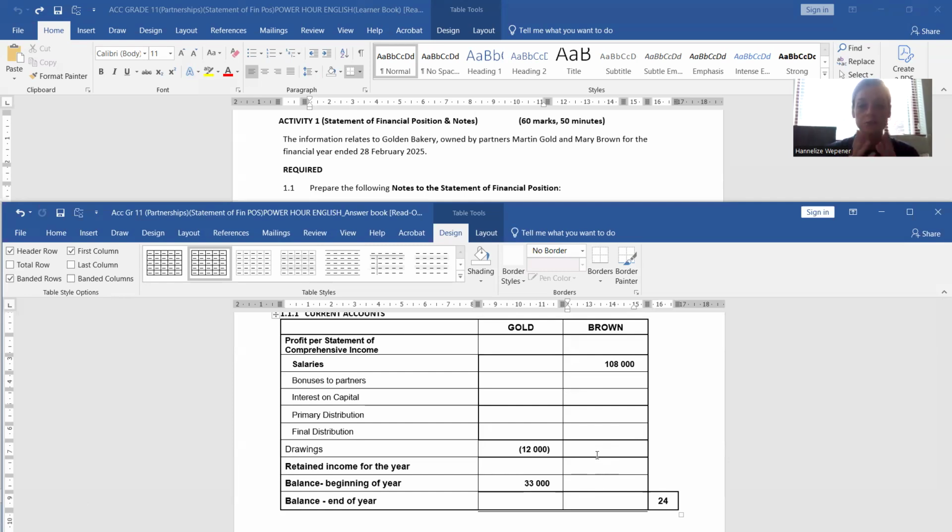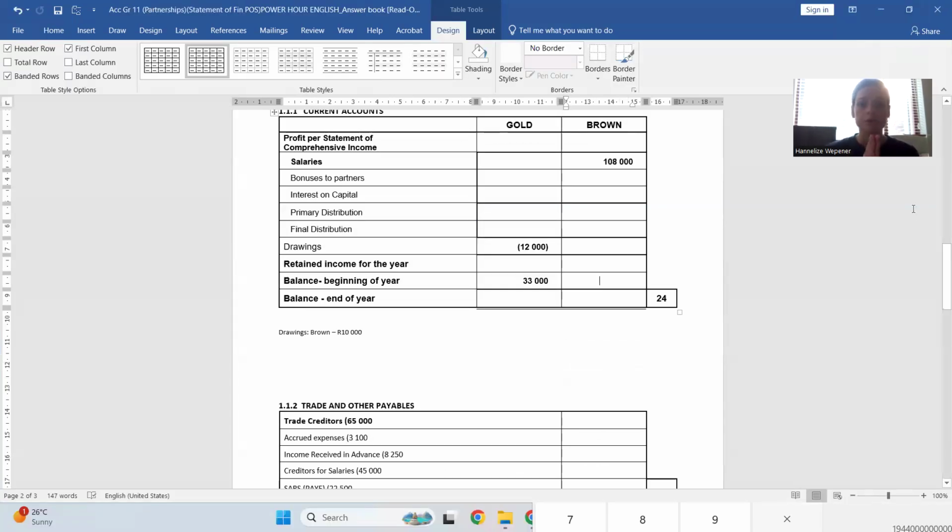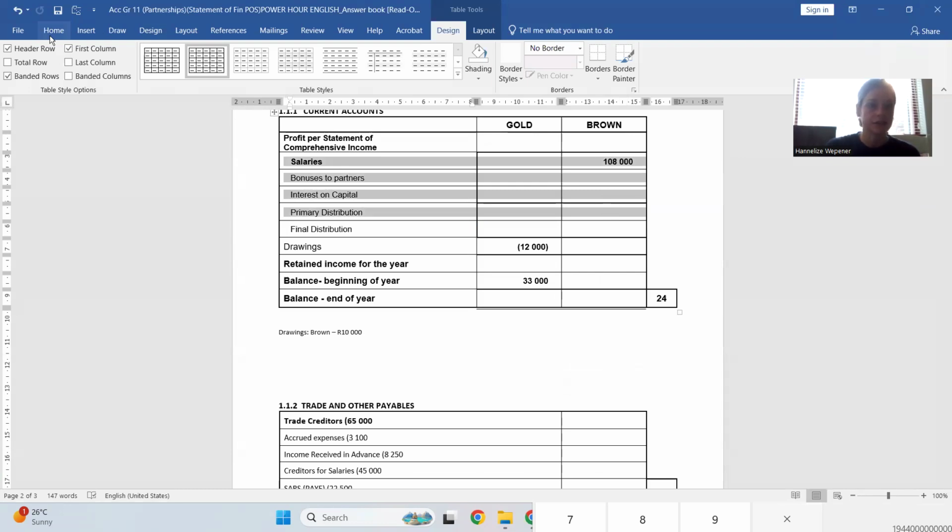But first of all, let's just quickly understand this current account. So, profit per statement of comprehensive income, that is your net profit for the year. So you now need to take that net profit and distribute it between your two partners. First of all, you are going to give them their primary distribution. Primary distribution consists of salaries, bonuses, and interest on capital.